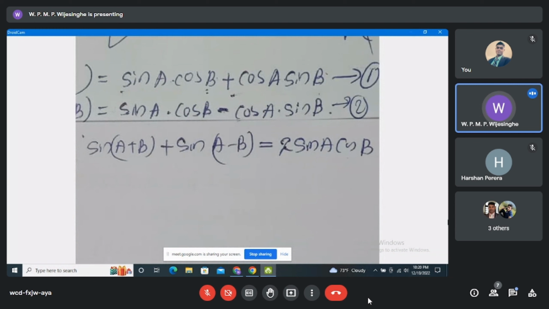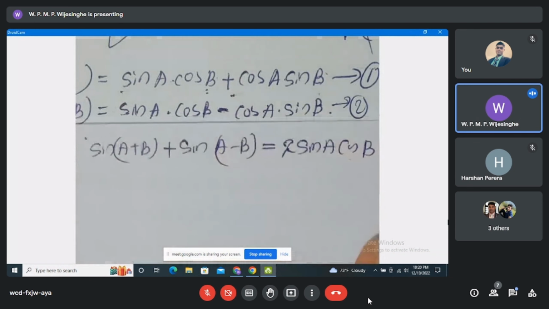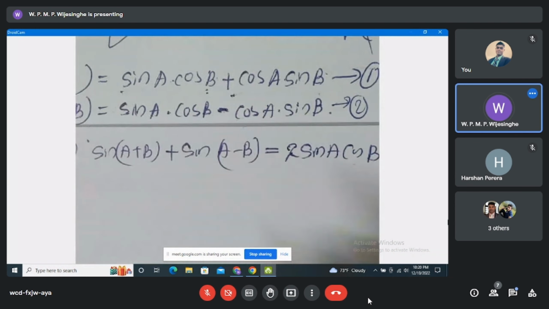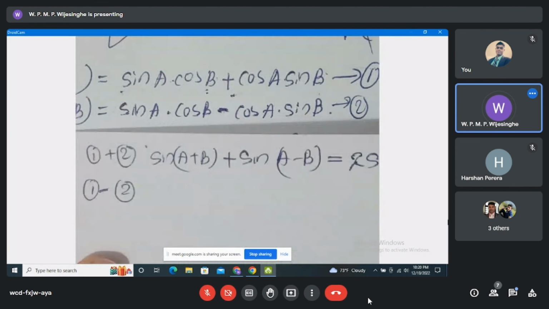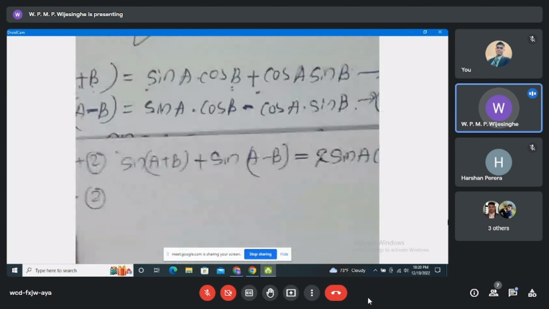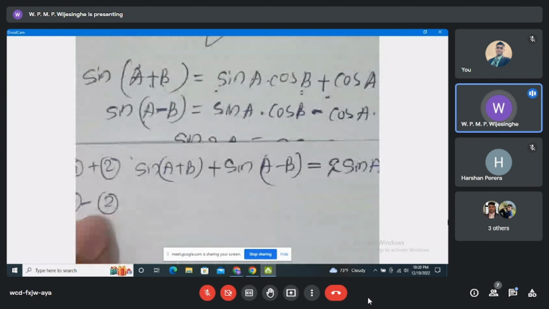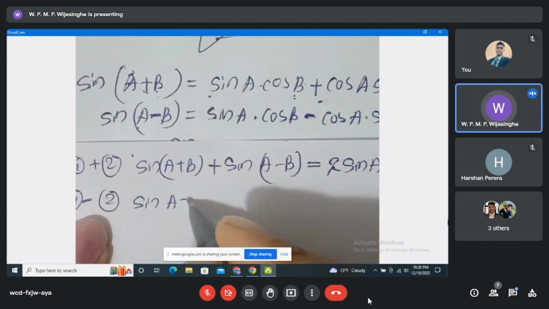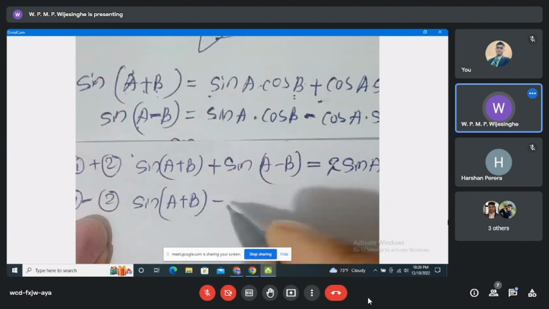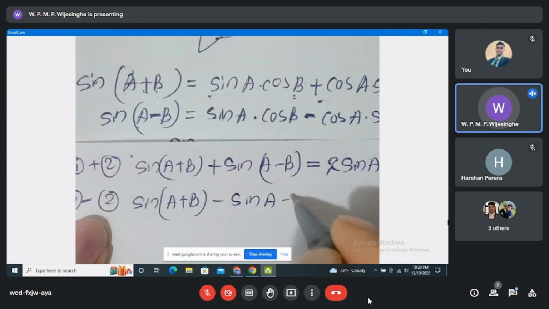Then after that I want to deduct, equation 2 from 1, right? Then the left hand side it is sin A plus B minus sin A minus B.